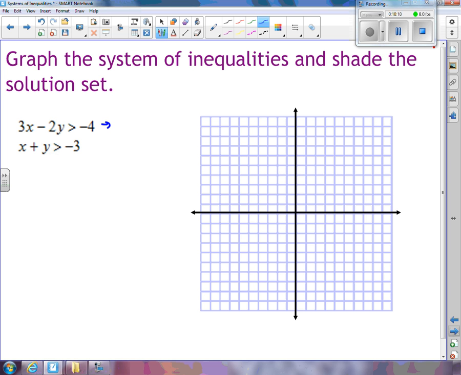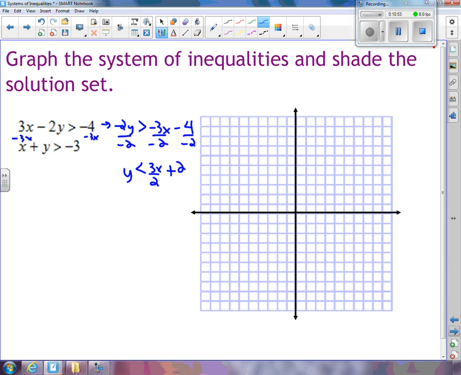The first thing that I would like to do is subtract 3x from both sides. Then I'm left with negative 2y is greater than negative 3x minus 4. Now to get the y alone, the next step is to divide both sides by negative 2. Maybe you remember this rule from Algebra 1, maybe you don't, but anytime you divide or multiply an inequality by a negative, you have to switch the direction of the inequality. So what's greater than now becomes a less than. And then you just simplify the rest of this inequality to 3x over 2 plus 2.